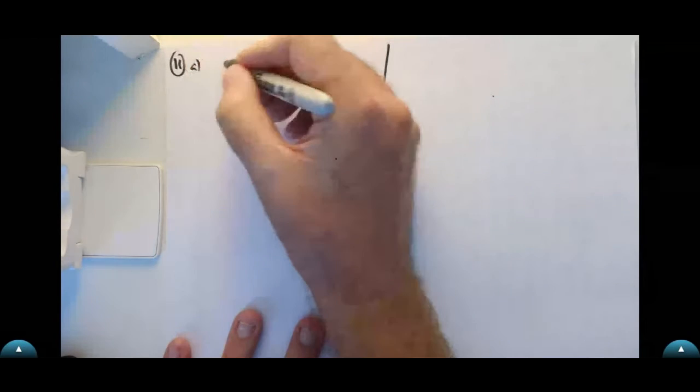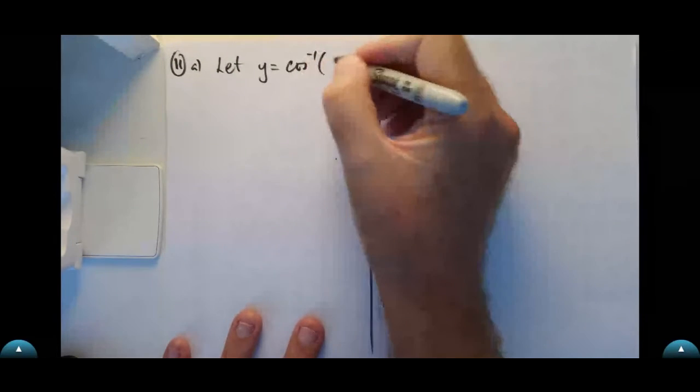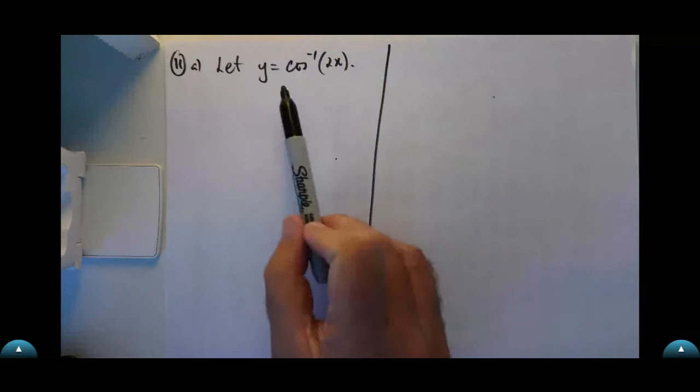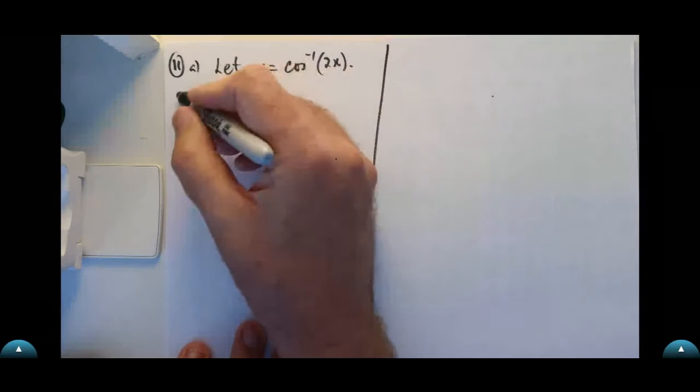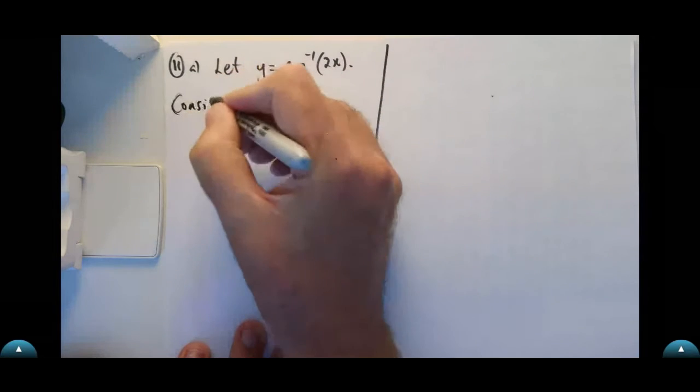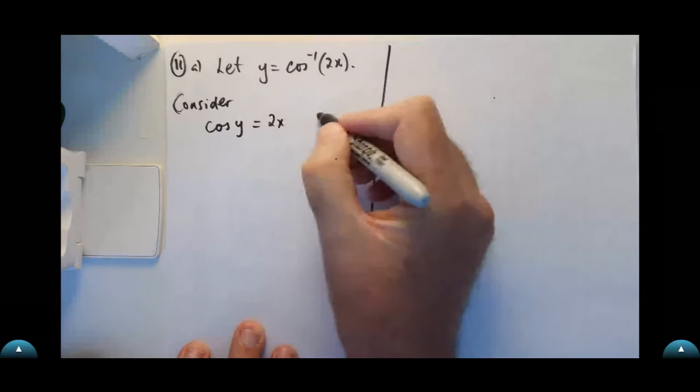All right. So number 11. I'm going to let y equal cosine inverse 2x. And what they're asking us to do here is to compute the derivative. Okay, so you can do this a bunch of ways, but I'll do it using the chain rule. What I will do is move that inverse around and then differentiate both sides.